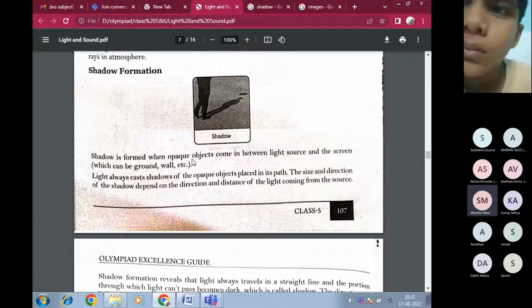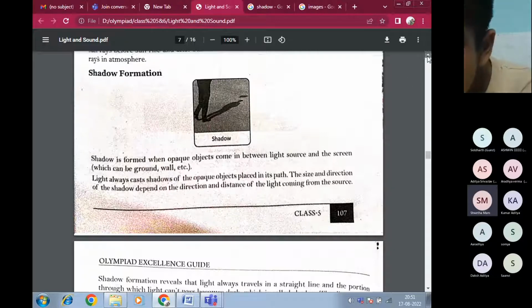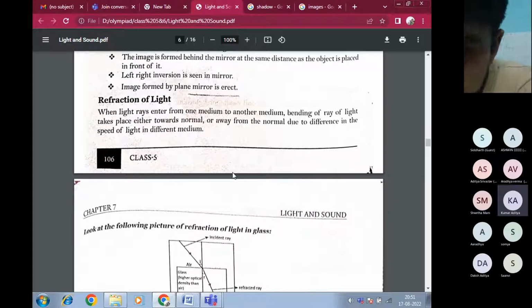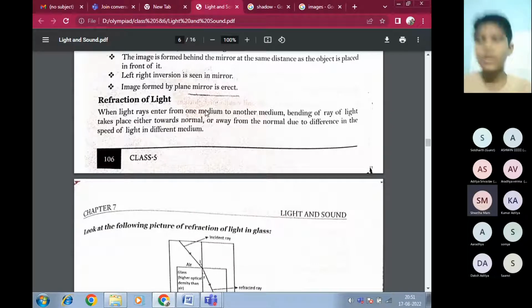Okay, done. Okay, I'll show you the definition of refraction. Wait. You can write from here till here. When light rays enter from one medium to another medium, bending of the ray of light takes place. This bending of the ray of light takes place due to the difference in the speed of light in the different mediums. Write this much. This is called refraction. This happens because of the difference in the speed of light.